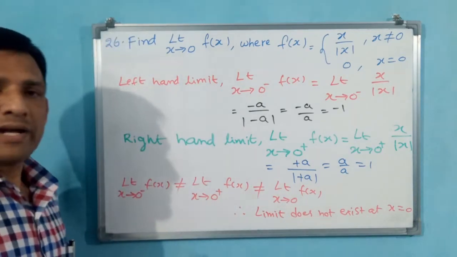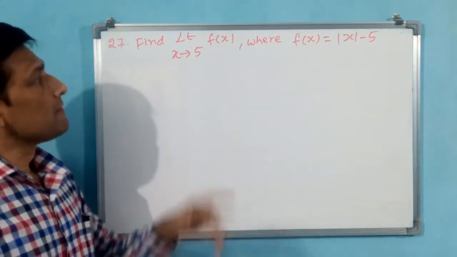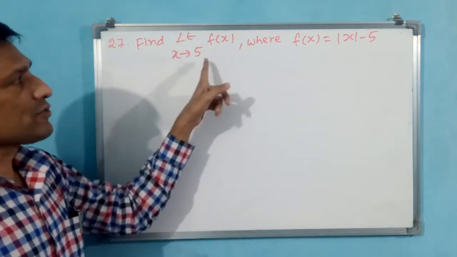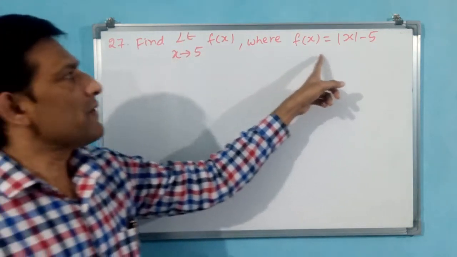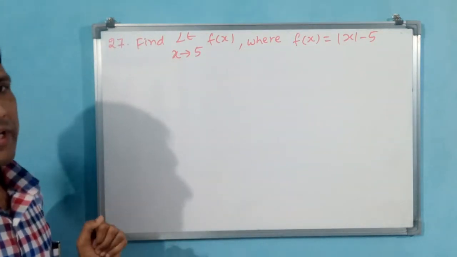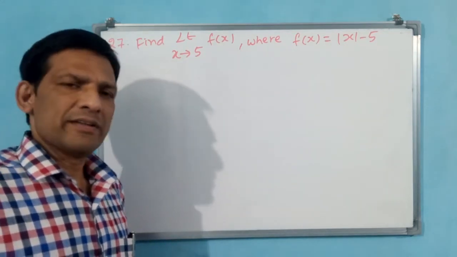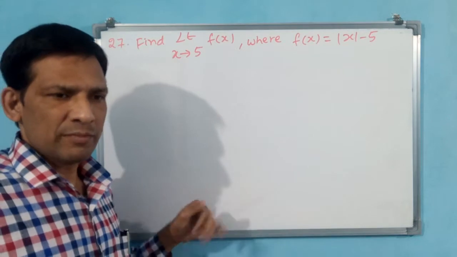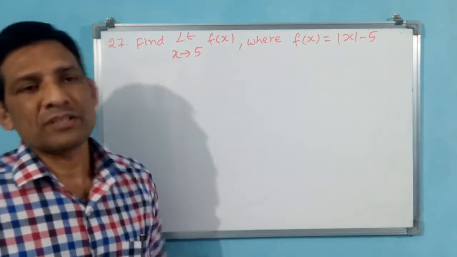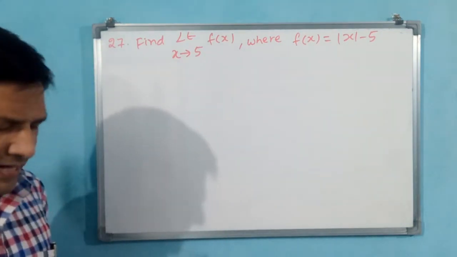Okay. Let us go for the 27th question. See the 27th question. First we read the question. Find limit x tends to 5 f of x where f of x is equal to modulus x minus 5. Okay. One thing I want to tell here. Is there any inequality here? Not there. Then we need not do left hand limit, right hand limit. Directly you can substitute 5. Then whatever the value will come, that will be the answer.